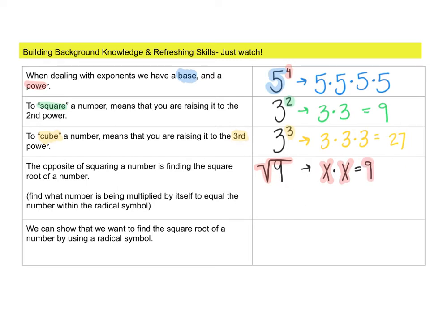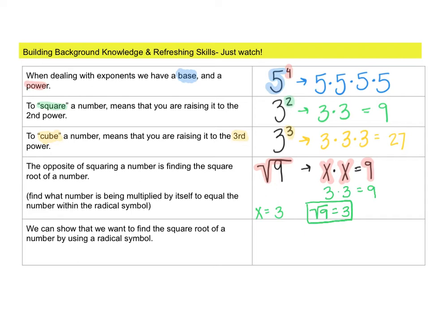So we can kind of think about this on our own. It's kind of like a guess and check method sometimes, but what times what equals 9? Well, 3 times 3 equals 9. So what does this equal? What does x equal? X would equal 3. So the square root of 9 equals 3, because 3 times 3 equals 9. So if we're trying to find what squared equals that 9 in the radical sign, it's going to be 3.